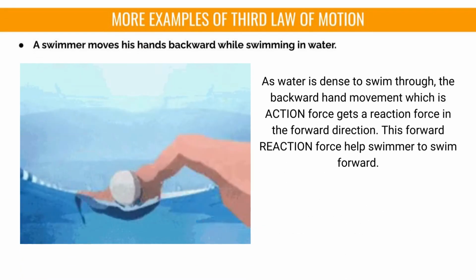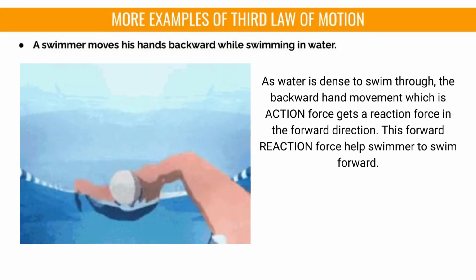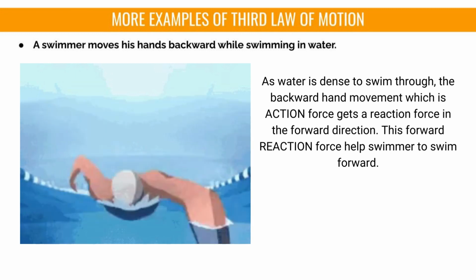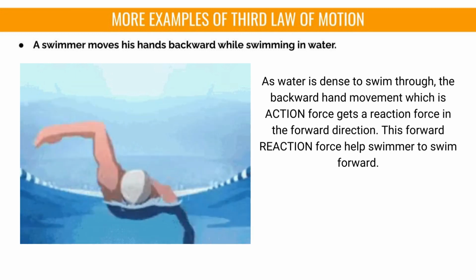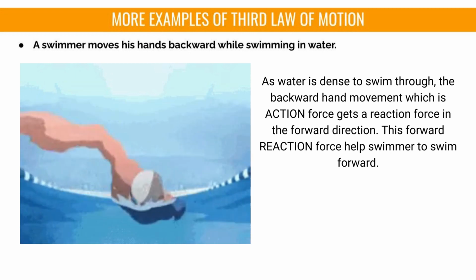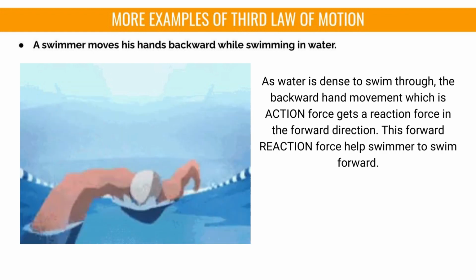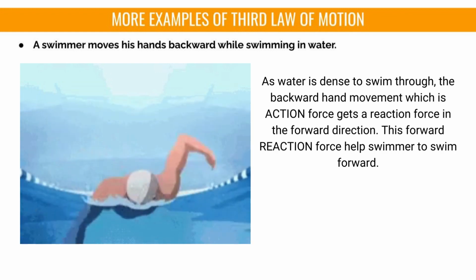A swimmer moves his hands backward while swimming in water. As water is dense to swim through, the backward hand movement, which is the action force, gets a reaction force in the forward direction. This forward reaction force helps the swimmer to swim forward.